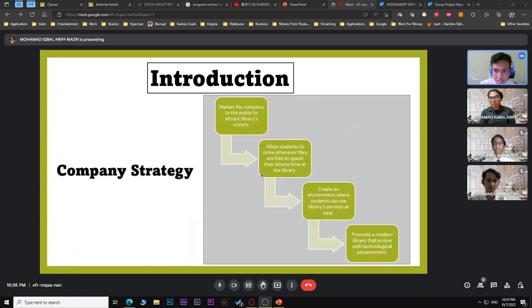Our company strategy is that first we market the company to the public to attract library visitors. Then we allow students to come whenever they are free to spend their leisure time at the library, and then create an environment where students can use library services at ease. And lastly, promote a modern library that evolves with technological advancement.